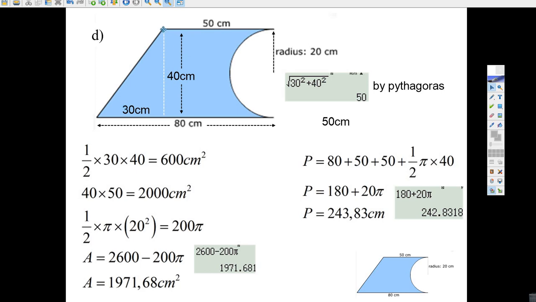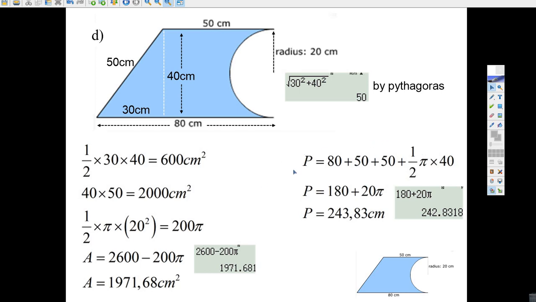Well, that's a right-angled triangle because I draw a perpendicular line straight down here. It creates a right-angled triangle. Well, if I go 30 squared plus 40 squared and square root it, I get this last piece here. Hey, we've got just about everything we need to do the whole thing.